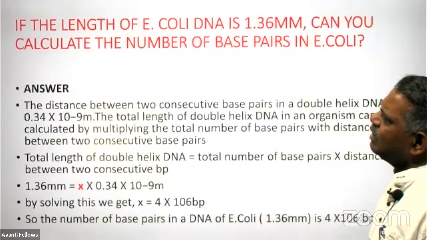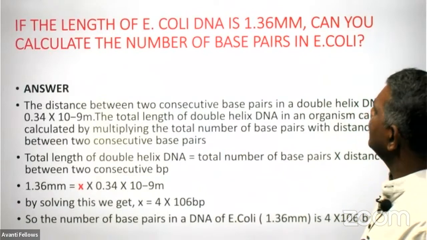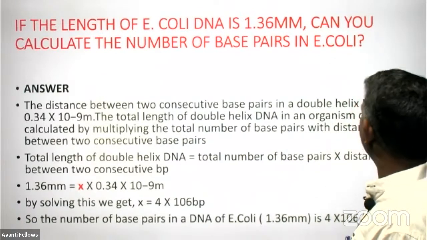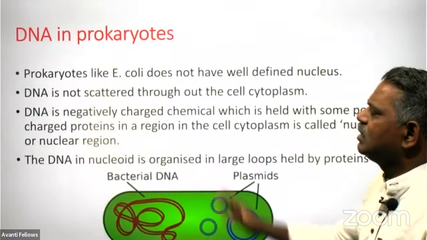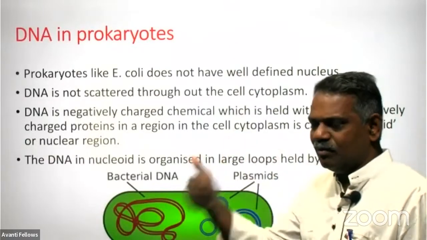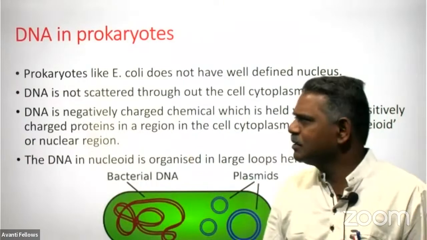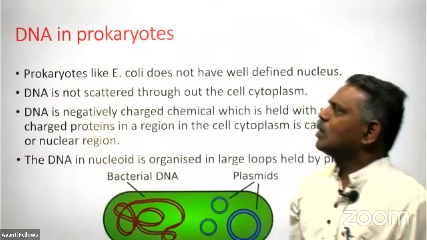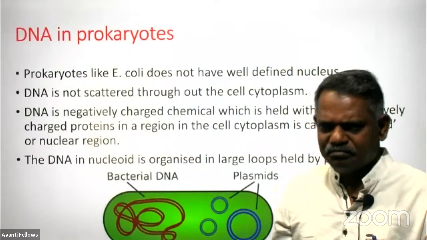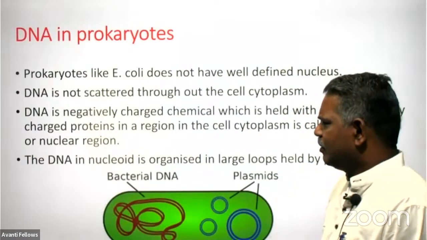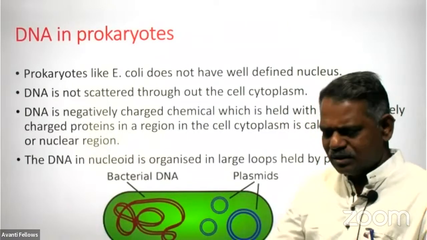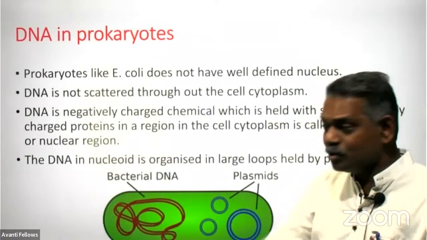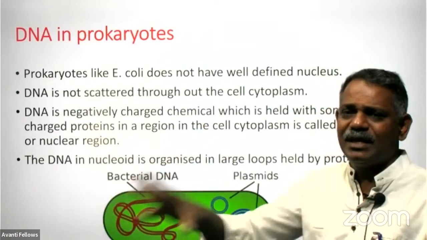And see, if the length of E. coli DNA is, okay, this you can discuss with your teachers. So first we will discuss the structure, then we will come back and discuss these problems. So DNA in prokaryotes. Prokaryote means bacteria. What is the problem of the prokaryote? Because it does not have a nuclear envelope, the genetic material is naked.